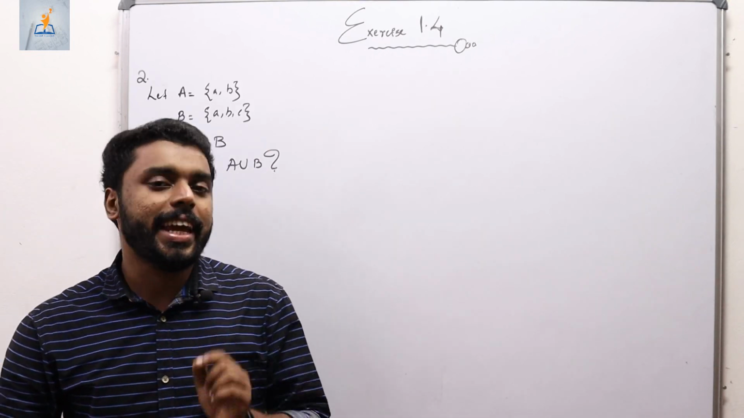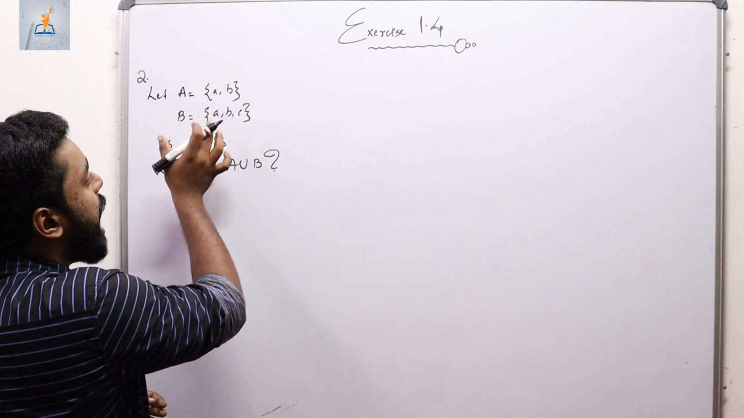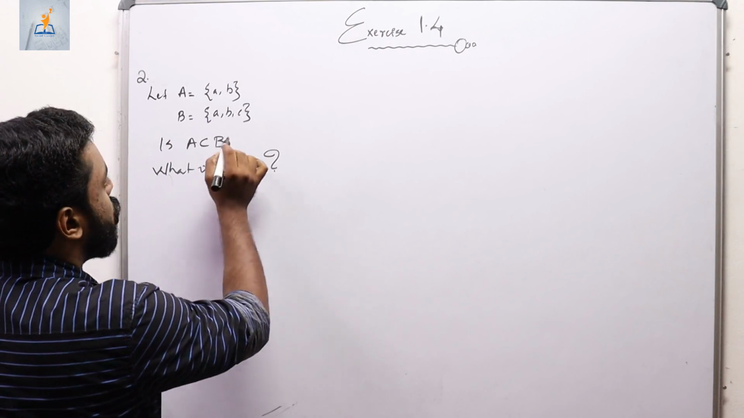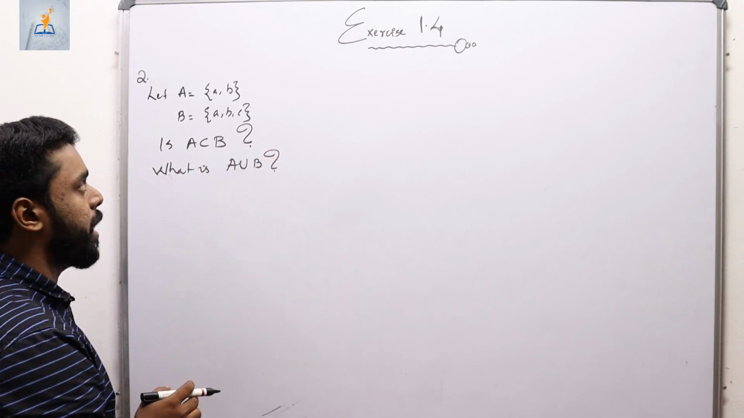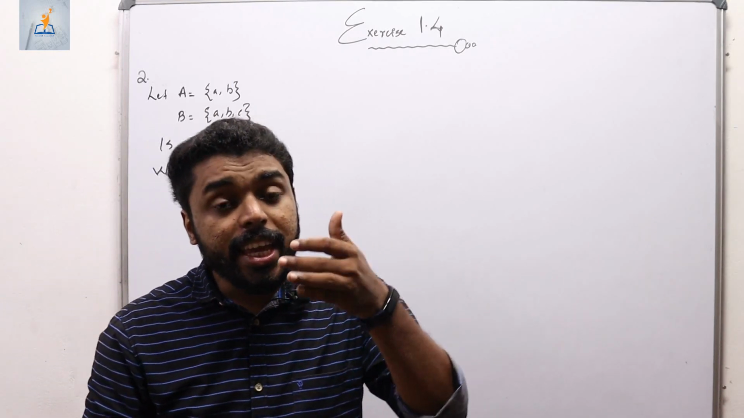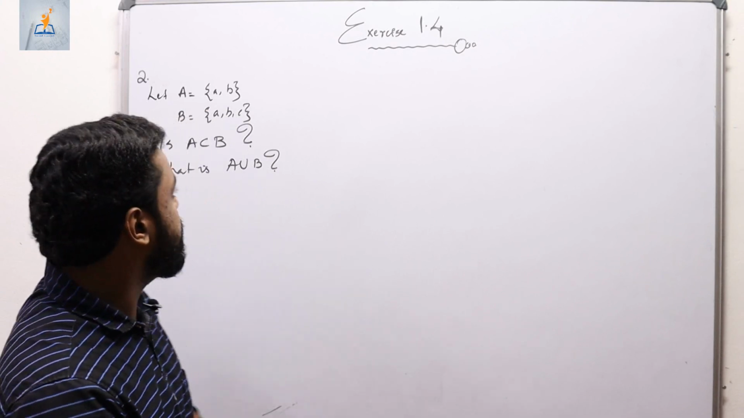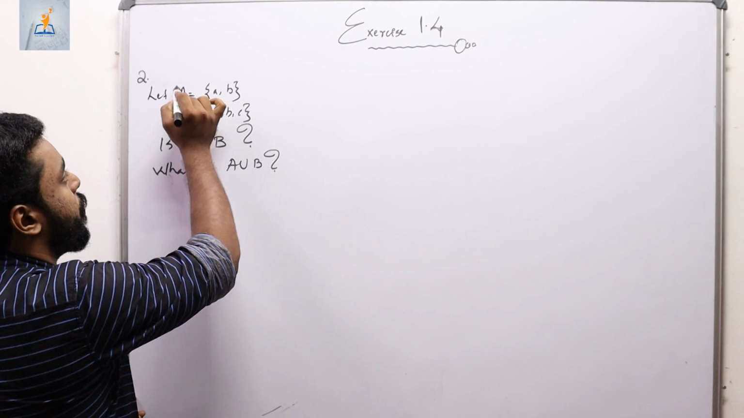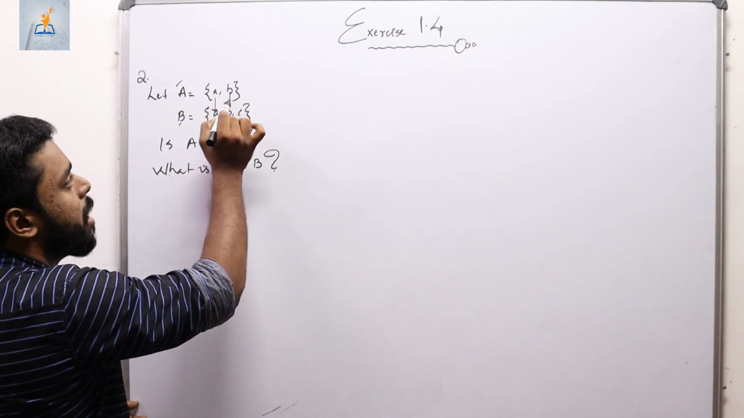Coming on to the second question of this exercise, let A is equal to set {a, b} and B is equal to set {a, b, c}. The question is: is A a subset of B, and what is A union B? Since we know that for a set to be a subset of another set, every element of the first set must be in the second set also, isn't it? You can see every element of the first set A is in the second set B, since a is there and b is there.